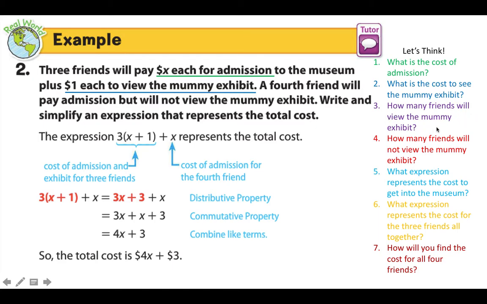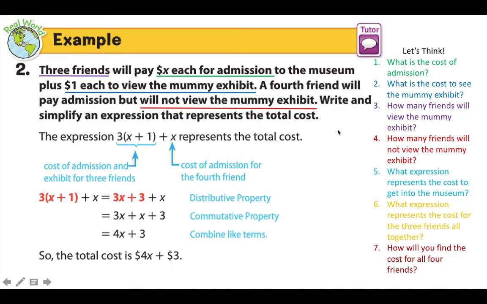How many friends will view the mummy exhibit? So let's think about this. 3 friends will pay X dollars each for admission to the museum, plus $1 each to view the mummy exhibit. So that means 3 friends are paying to see the mummy exhibit. So we're starting to develop something here. How many friends will not view the mummy exhibit?